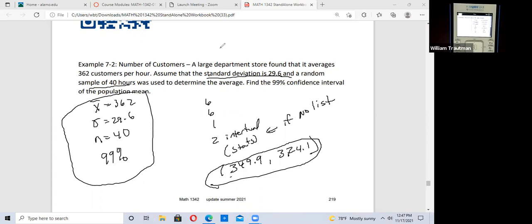I am 99% certain. So we're doing the 661 and then we're changing the Z interval to stats.